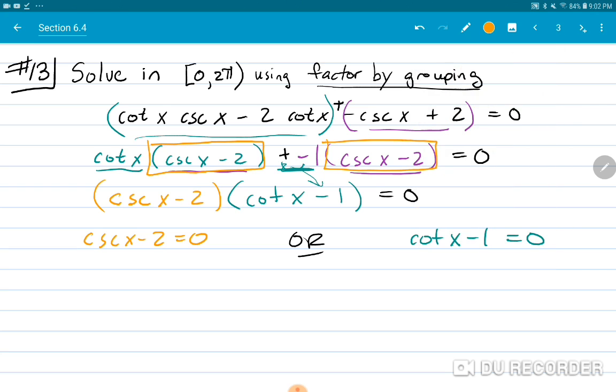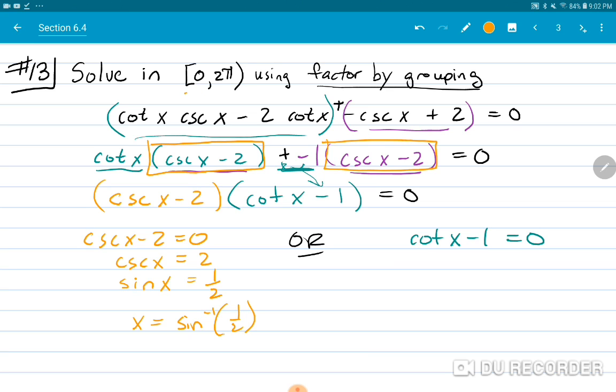Let's do the orange one first. So that gives me cosecant x equals 2, adding 2 to both sides. And I'll take the inverse of both sides, the multiplicative inverse. So that gives me sine of x equals 1 over 2. And then I can take the sine inverse of both sides. That gives me x equals the sine inverse of 1/2. When I take the sine inverse of the left side, I just get x out.